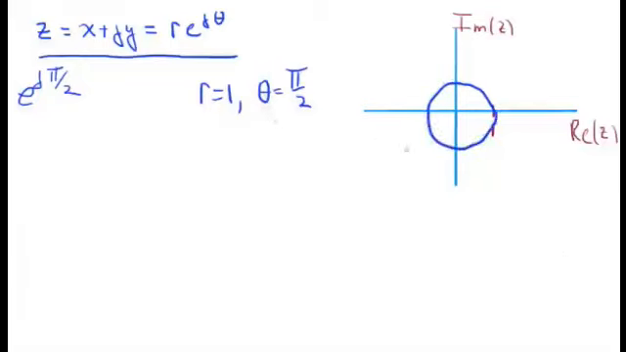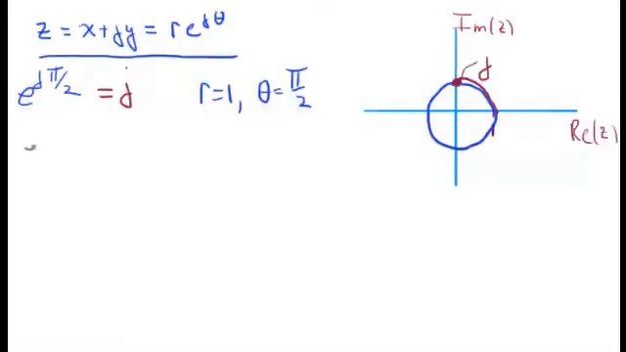Polar coordinates tells me to go to this unit circle, follow it around pi over 2 radians. That lands me right here on the y-axis. Unit distance, which means j. So e to the j pi over 2 equals j, which we knew.